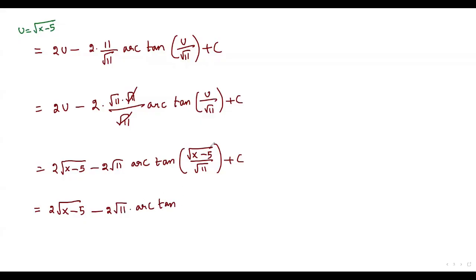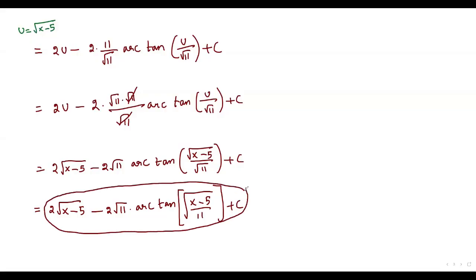Here we have a square root in both the numerator and the denominator. In a fraction, when we have a square root in both numerator and denominator, we can take the square root in common. Then we get the square root of (x minus 5) over 11, plus c. So this is the evaluation for the given indefinite integral.